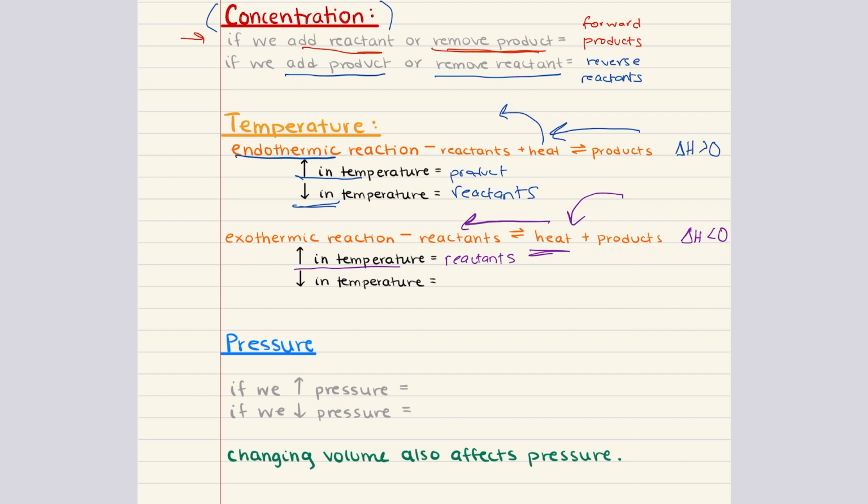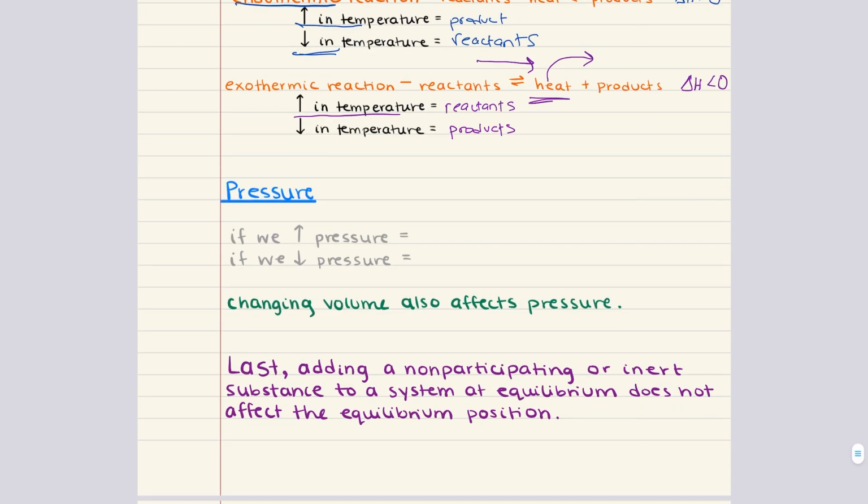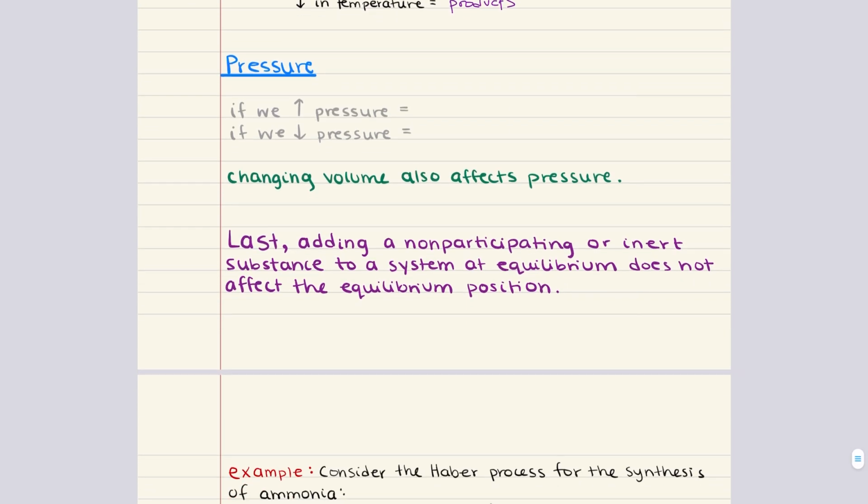If you decrease temperature in an exothermic reaction, you're essentially removing heat, you're removing product. So your equilibrium is going to shift to the right, favoring the formation of products. So that's what happens when you play around with temperature for endothermic versus exothermic reactions. Now, finally, let's discuss pressure. What happens if we increase pressure?